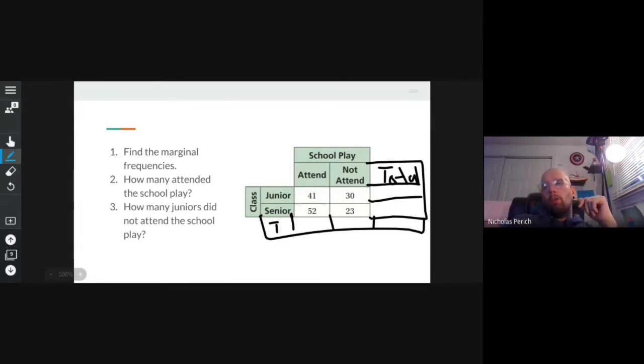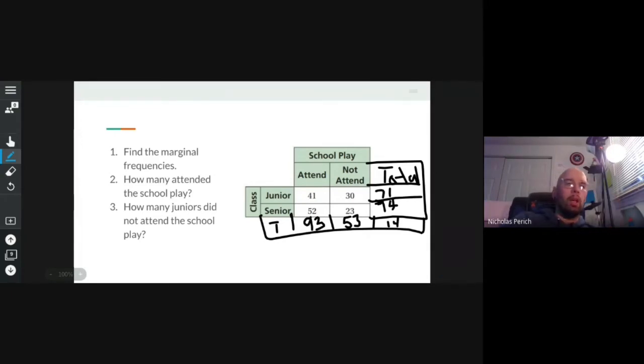Good. 41 plus 30 is 71. Good, both of you. This number right here, just to save some time, 52 plus 23 is 74. The number of people that attended is going to be 41 plus 52, which is 93. And the people that did not attend is going to be 53. And when you add all that up, you get 140.